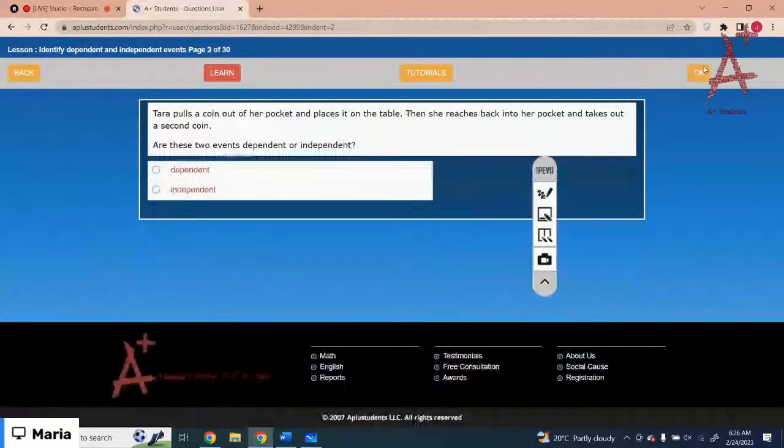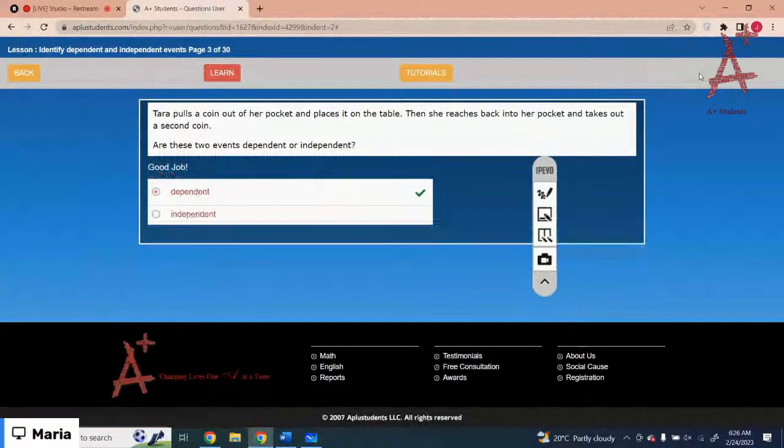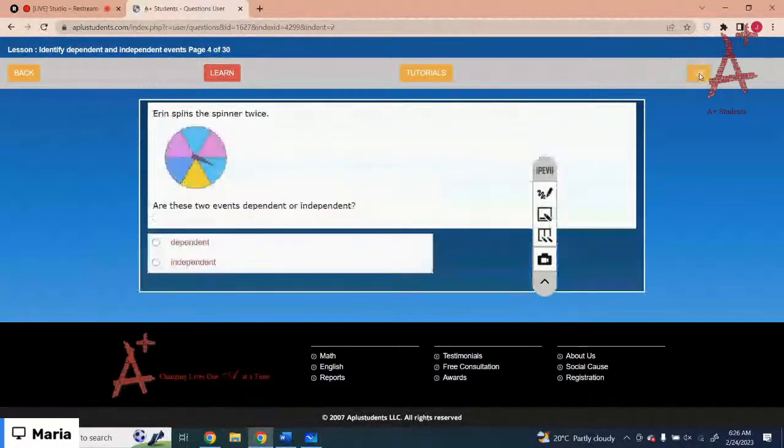Okay, Tara pulls a coin out of her pocket and places it on the table. Then she reaches back into her pocket and takes out a second coin. Are these two events dependent or independent? The events are dependent. Got it? Because the first time she has one coin, and the second time she has another coin, so they are dependent. The second time she has fewer coins, so the events are dependent.